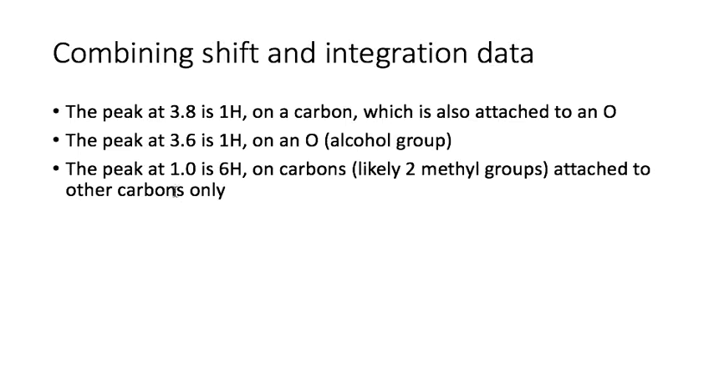Okay, so combining some of this information, at 3.8 we have this 1H on a carbon, also on the oxygen, which I just said. 3.6, 1H on an O, which is an alcohol group. That's very specific. And this one is 6 hydrogens on carbons. But the carbons next door are not attached to any oxygens or nitrogens or anything weird. They're just attached to other carbons. And because it's 6 hydrogens, it's likely that it's going to be 2 methyl groups. Okay, so we'll see about how that unpacks a little bit later.